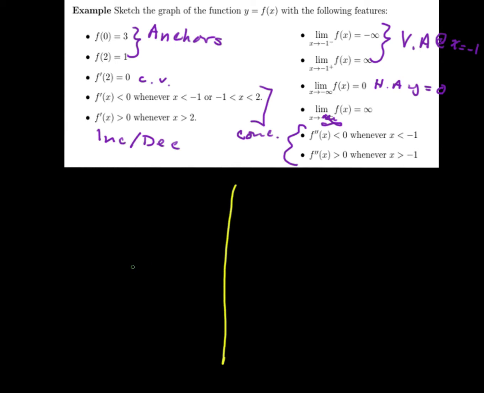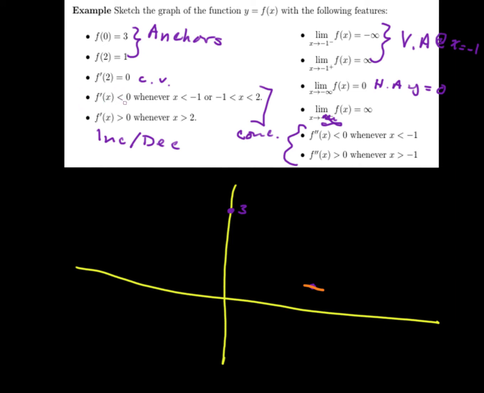I've got a y-axis, x-axis, and what do I know? Some key spots. At 0, the function is 3, so I'm going to put that in. So maybe 1, 2, 3 is right about here. So I'm going through there. And then at 2, the value is 1. So 1, 2, maybe right here. So that's a key spot. I know that the derivative is 0 here, so I know that the graph will flatten out. So I'm just going to put a little line right here. My graph's going to flatten out right there because I'm going to have a slope of 0. It's going to have a horizontal slope.